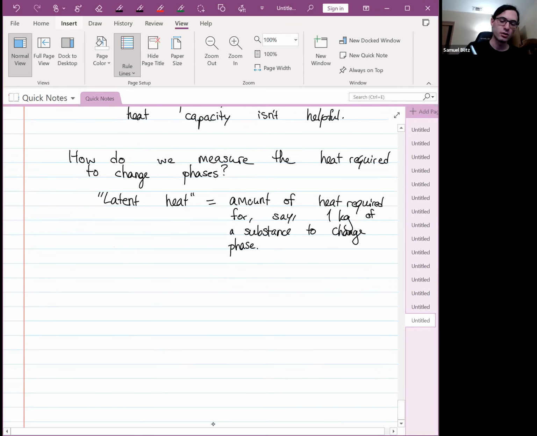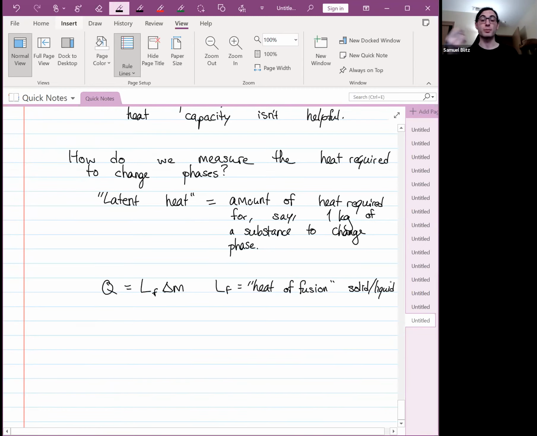we would have 2 heat equations. One would be Q equals LV delta M. Actually, let's do the other one first. Q equals LF delta M. So LF is the heat of fusion, the latent heat of fusion. Sometimes the word latent is dropped. And this is just the heat required to take 1 kilogram of the substance from solid to liquid, or the amount of heat that it gives off when it goes from liquid to solid.